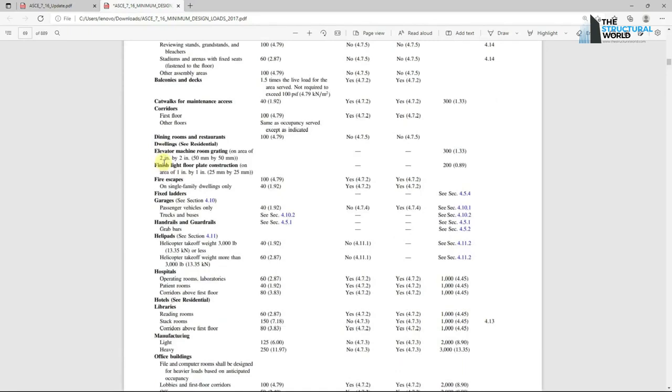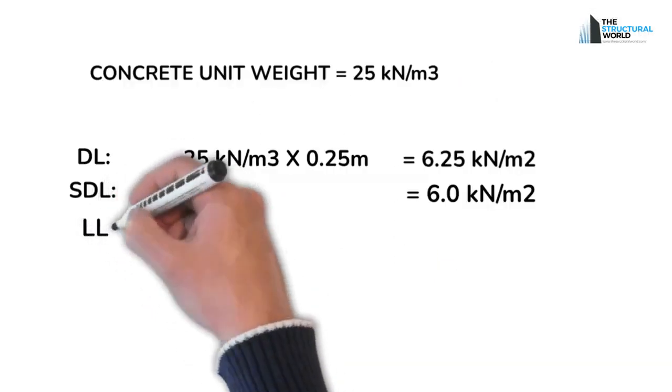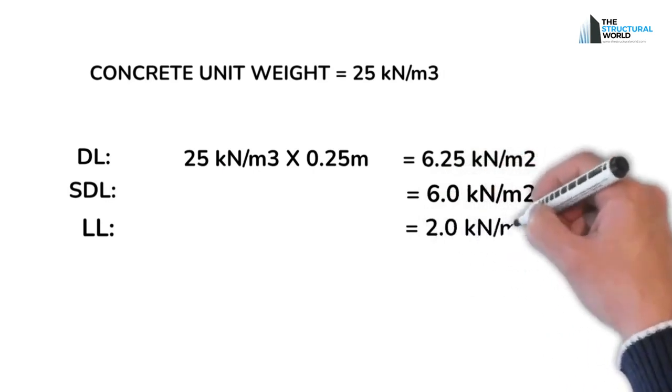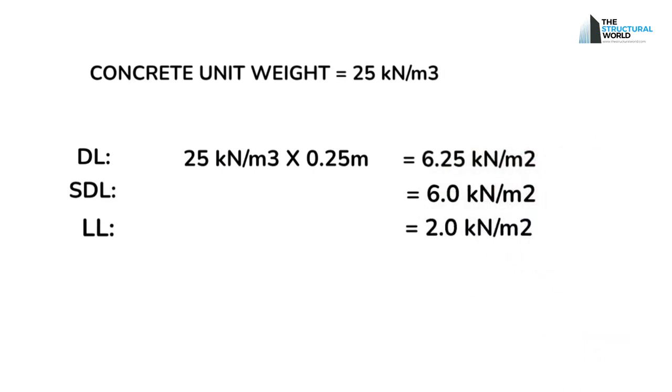So our live or imposed loads on a residential concrete structure can be summed up to dead load or self-weight 6.25 kilonewtons per square meter, superimposed load 6 kilonewtons per square meter, and live load 2 kilonewtons per square meter.